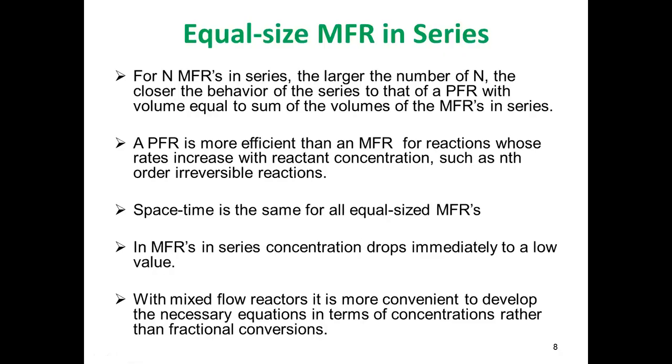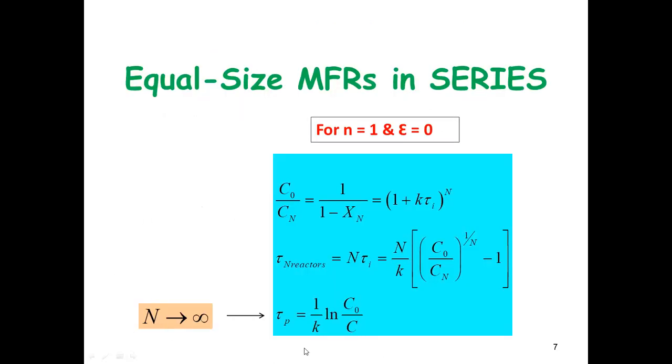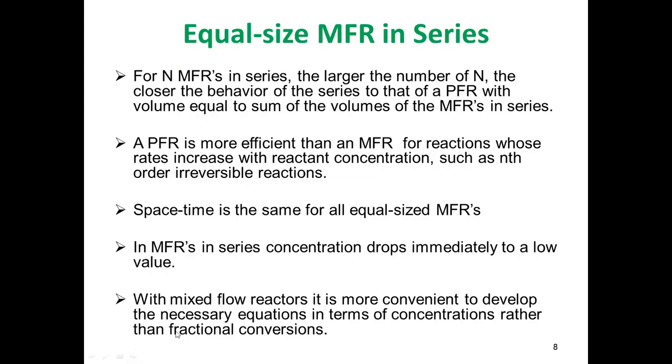Now, for n MFRs in series, the larger the number n, the closer the behavior of the series to that of a PFR with volume equal to the sum of the volumes of the MFRs in series. So it was already mentioned here. If we increase the number of MFRs, its behavior will be comparable to that of a single PFR, whose volume, of course, has to be equal to the sum of the volumes of the MFRs in series.